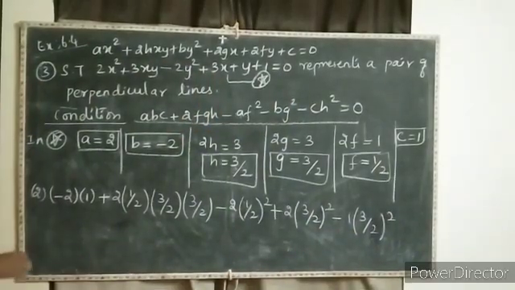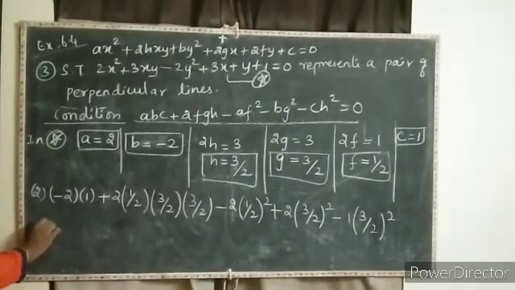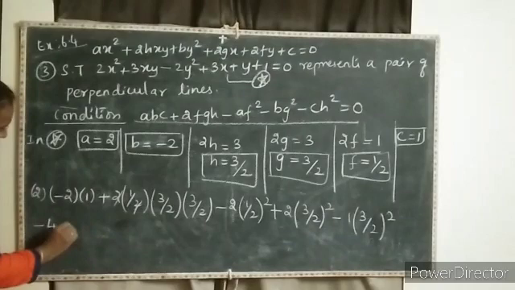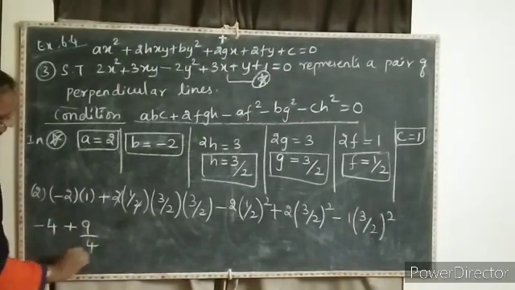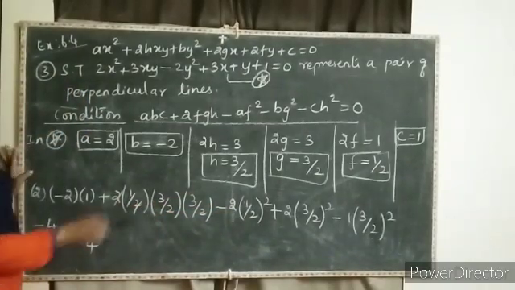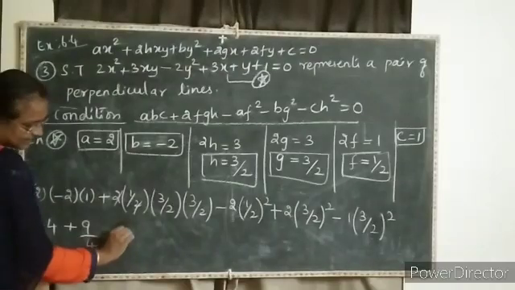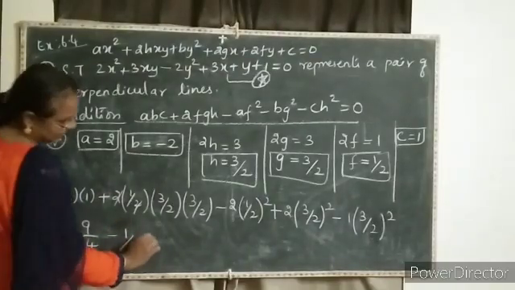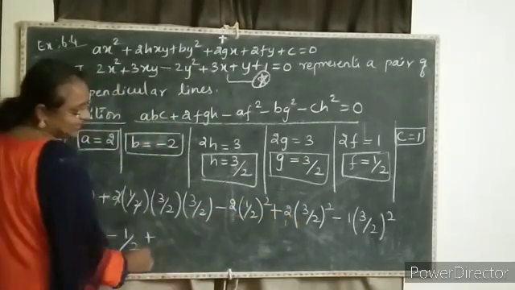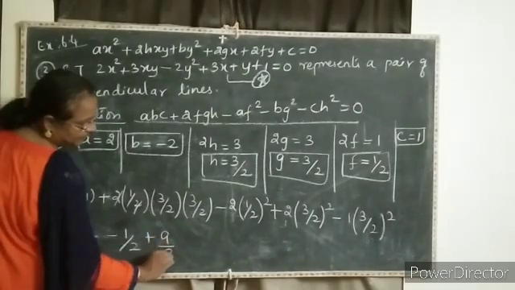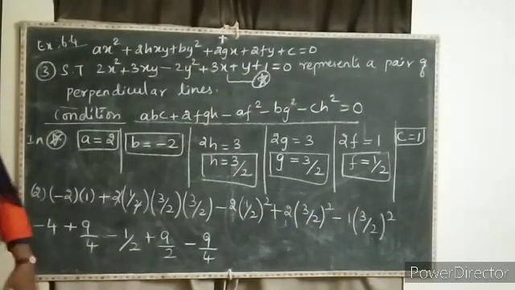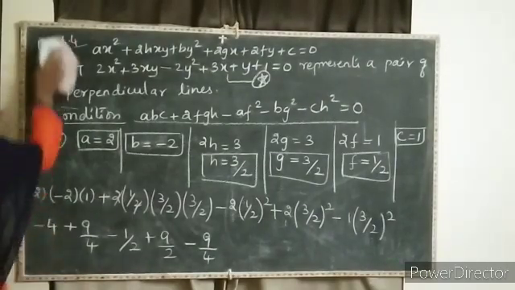Now, simplify. 2 into minus 2 is minus 4. The 2 and 2 get cancelled, so here we get plus 9 by 4. Again, minus 2 into 1 by 2 the whole squared is 1 by 4. When you cancel out, you will get minus 1 by 2. Plus 2 into 9 by 4. Again the 2 and 2 get cancelled. So I get 9 divided by 2 minus 9 by 4. Look into this value.